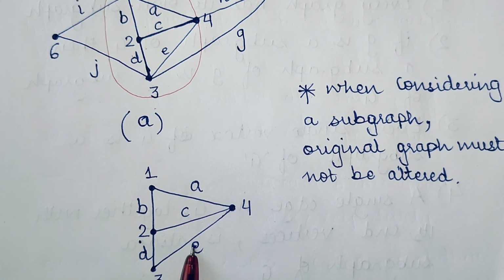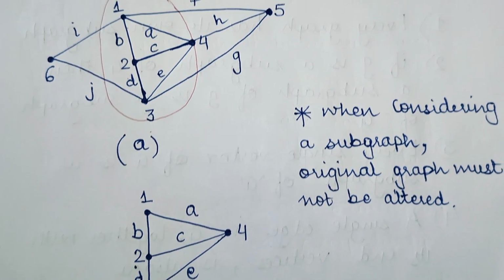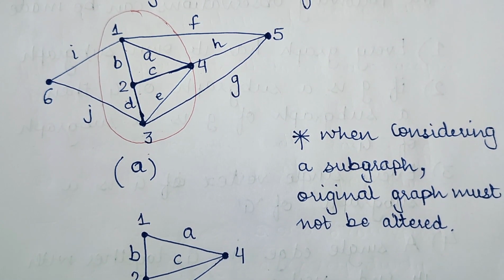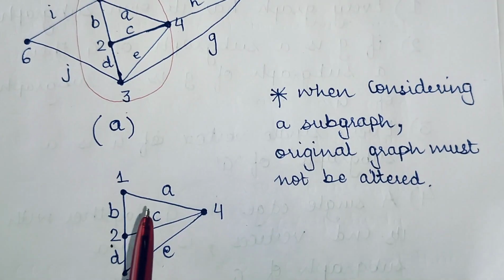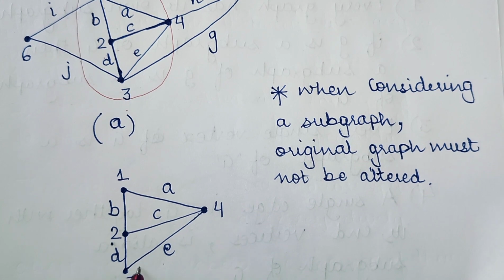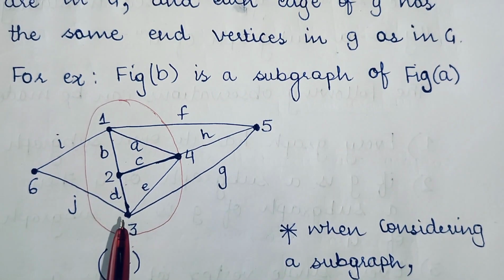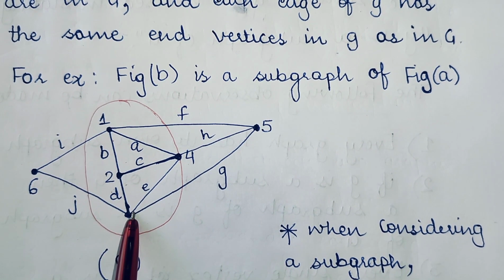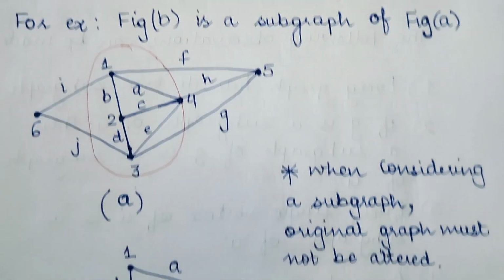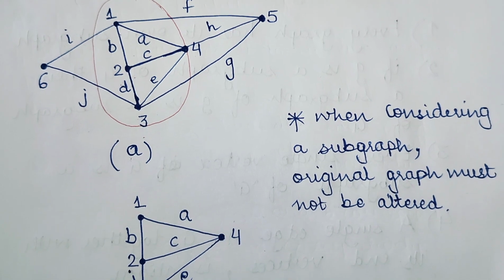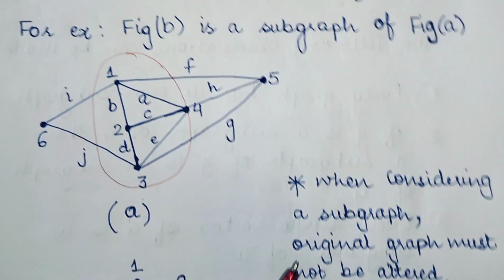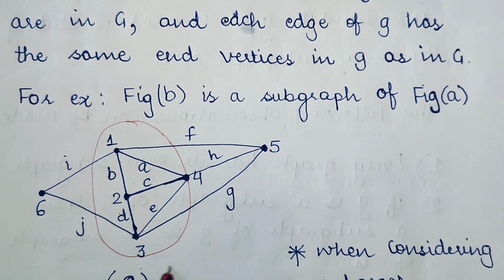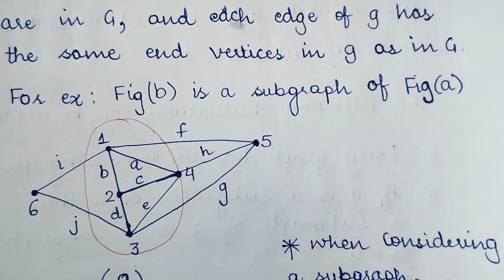First of all, all the vertices of the graph in figure B are present in the graph in figure A. Then all the edges of the graph in figure B have the same end vertices as in the graph in figure A also. So I can clearly say that this graph in figure B is a subgraph of the graph in figure A.